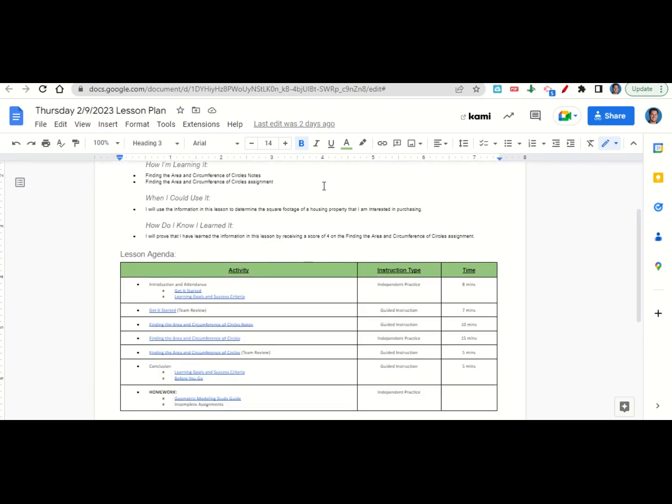Now let's take a look at our agenda for today. We will begin by going over the learning goals and success criteria. While we do that, you'll fill out your Get It Started. Once you've completed your Get It Started, we'll go over it together and answer any questions that you may have. After that, we'll go over the finding the area and circumference of circles notes, and then I'll give you time to complete the finding the area and circumference of circles assignment. Once you've completed the assignment, we'll go over it together and answer any questions that you may have. At the end of class, we'll go back over our learning goals and success criteria while you fill out your Before You Go. Your only homework for tonight is to continue working on the geometric modeling study guide and any incomplete assignments that you may have.